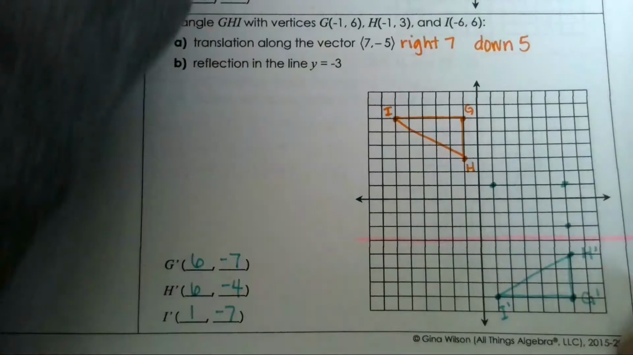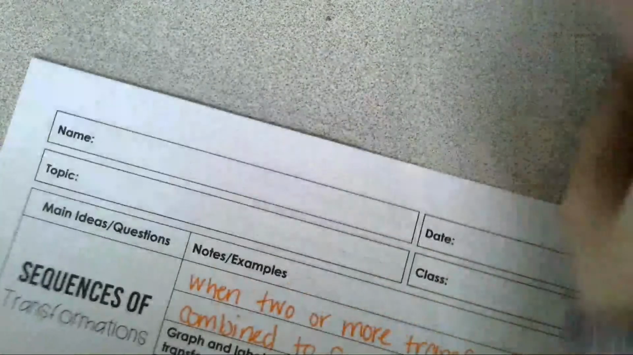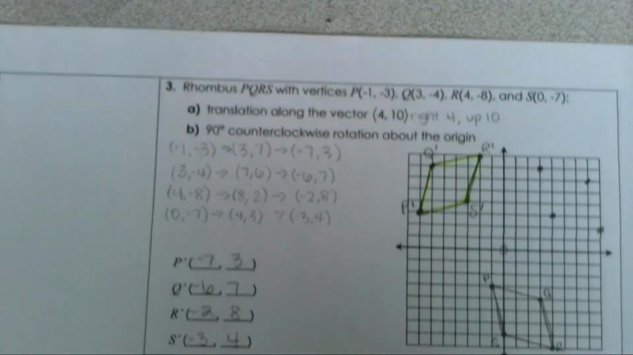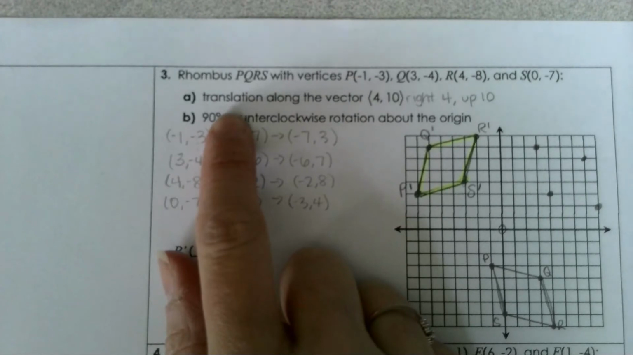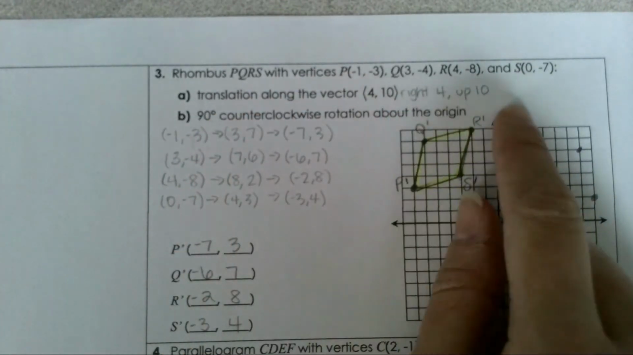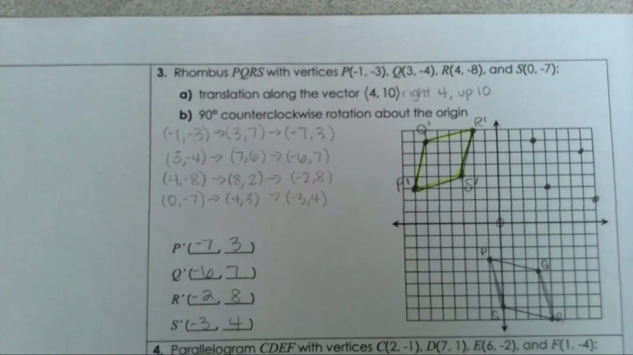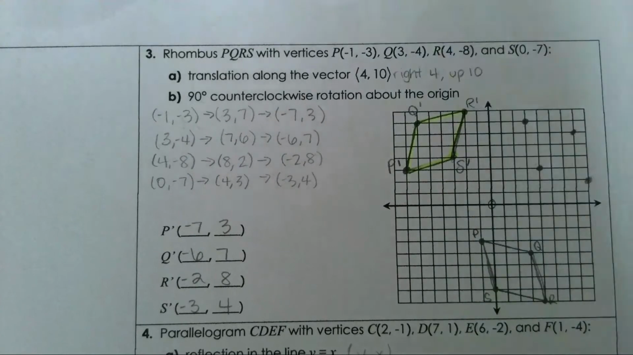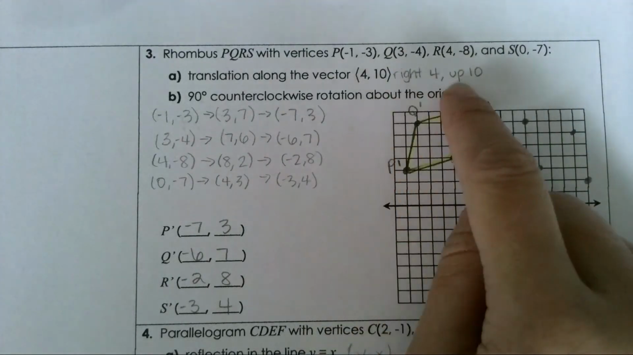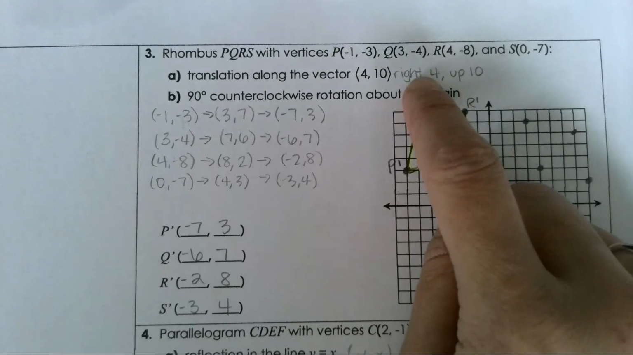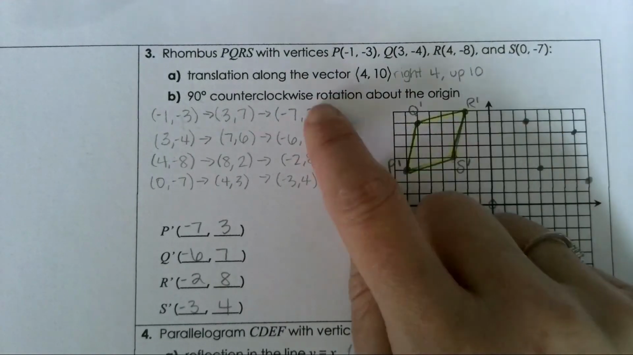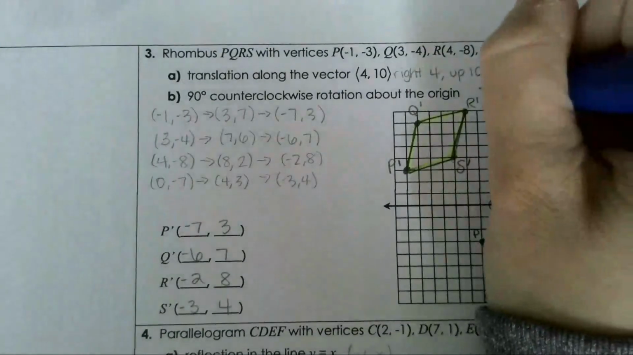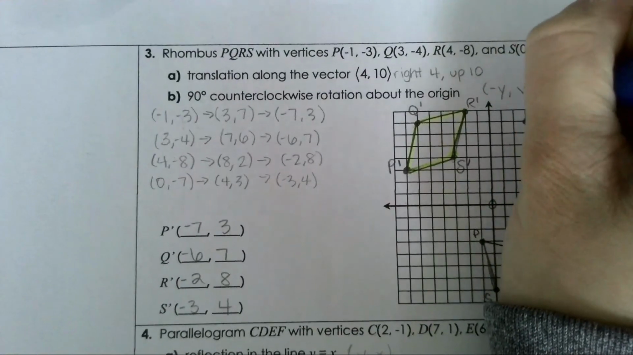Okay, let me show you the other way that we can do this. I've already completed this problem, so I just want to show you. So for number 3, we were performing a translation. So we were going to the right 4 and up 10. And then we were performing a 90 degrees counterclockwise rotation about the origin. You can see I wrote right 4 and up 10, which would be +4 to x and +10 to y. Then for 90 degrees counterclockwise rotation, my coordinate notation is -y, x.